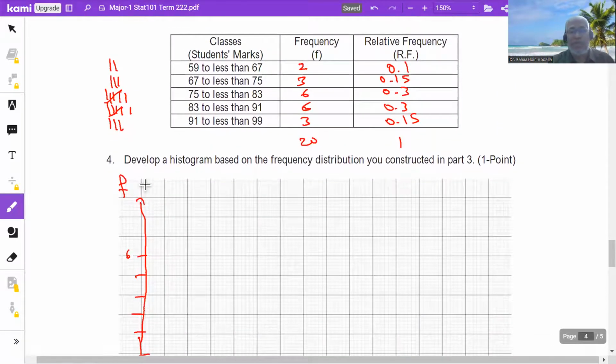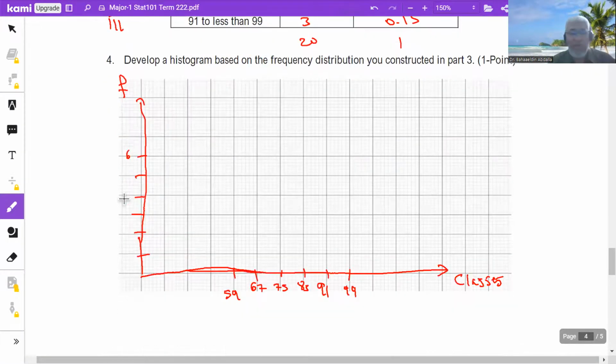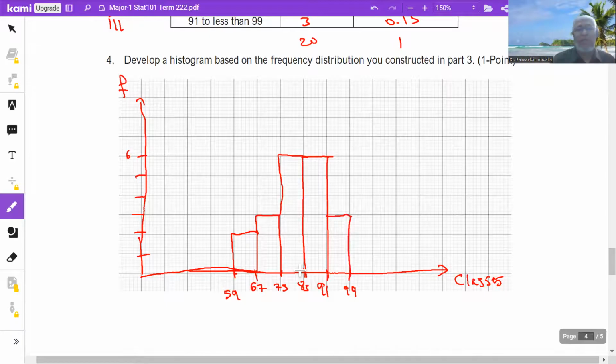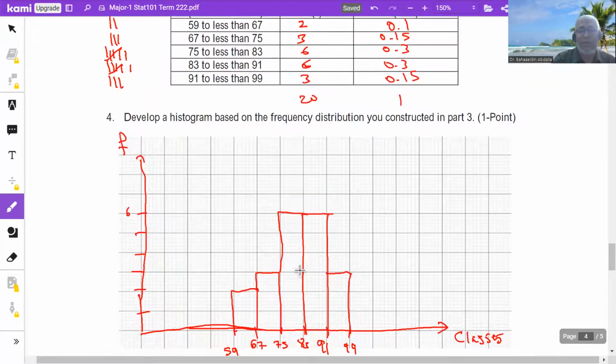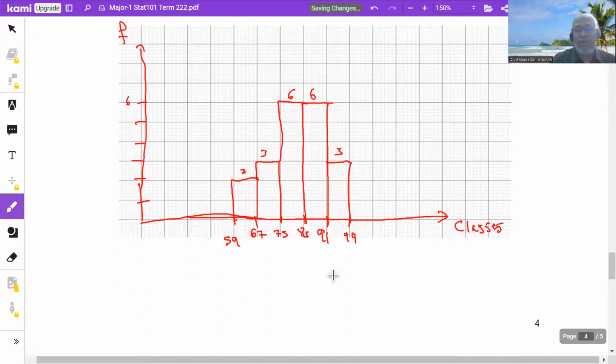He said frequency distribution. Okay. If he says relative frequency, then I have to put the relative frequencies here. So the first class is 2. So I take this up to 2. Then this one to 3. This is to 6. And this is also 6. Then the last one is 3. And this is 2, 3, 6, 6, 3. You can write it here if you like. So this is the frequency distribution.